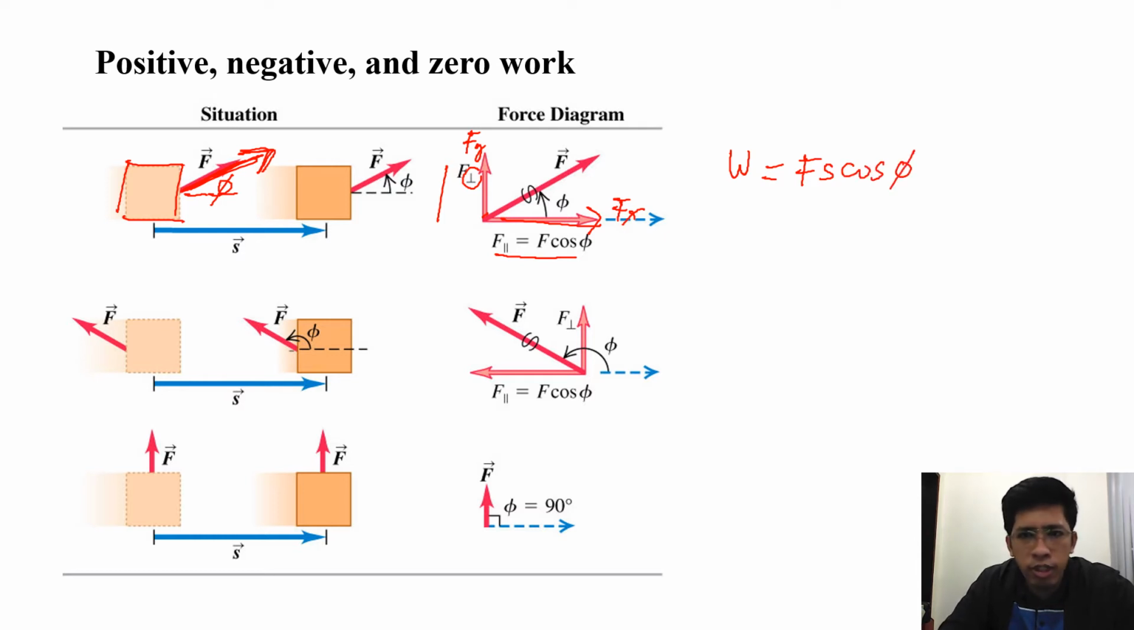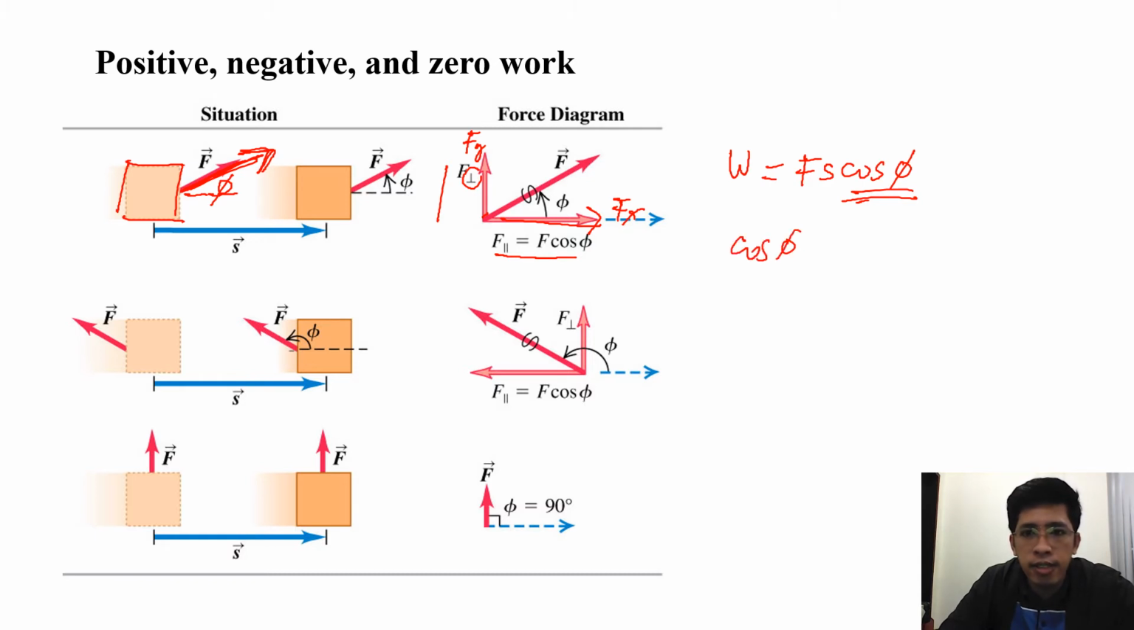Now, what do you think of this work done here? Is the work here positive, negative, or zero? Now you know that for this part you have cosine phi. Cosine phi is positive.